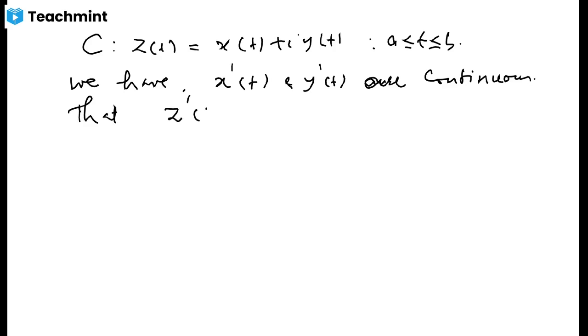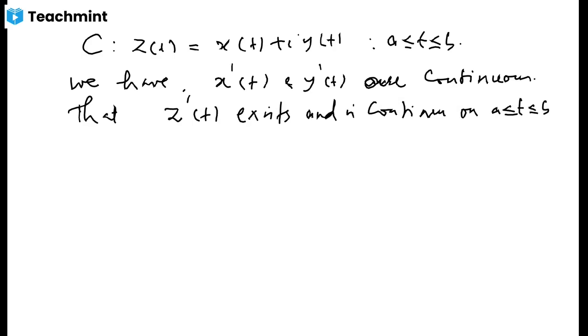That is, z'(t) exists and is continuous on this parameter interval. And for being a smooth curve, it is not sufficient to take that the derivative is continuous.